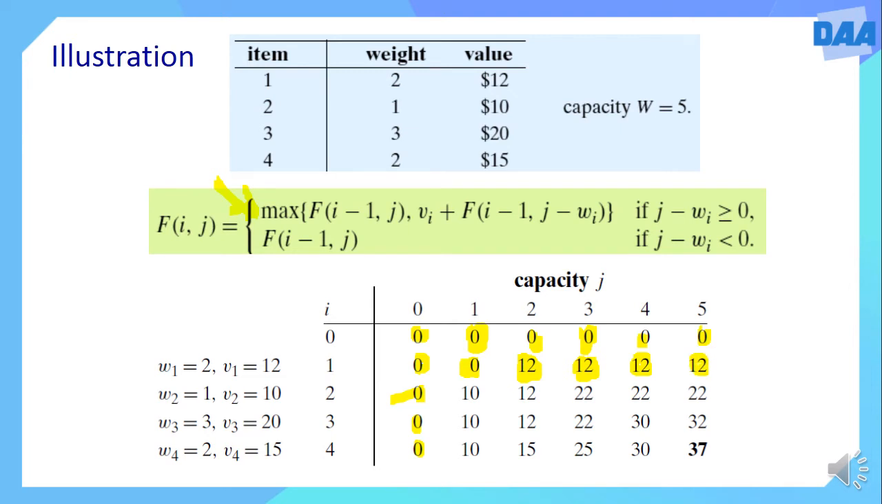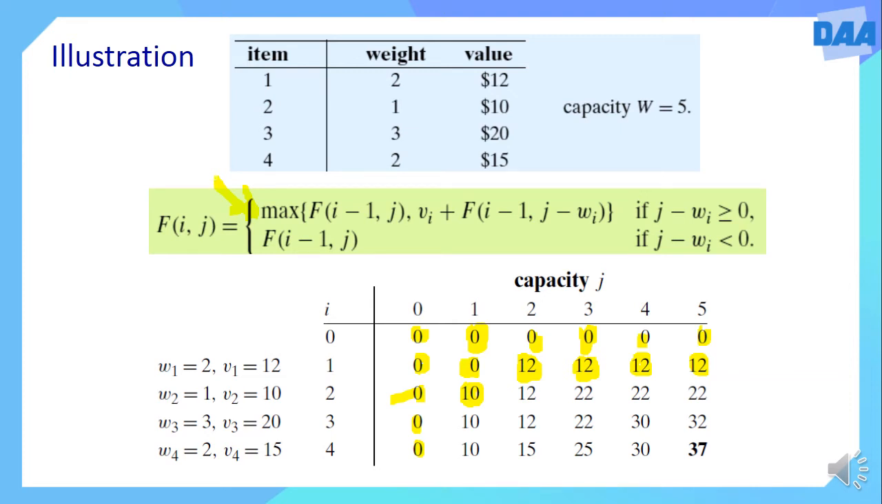So moving on to the next iteration, i equal to 2. How is this value got, let us understand. F of 2,1: the capacity is 1. The weight of the item i, the second item, is 1. So definitely it can be fit into the knapsack.